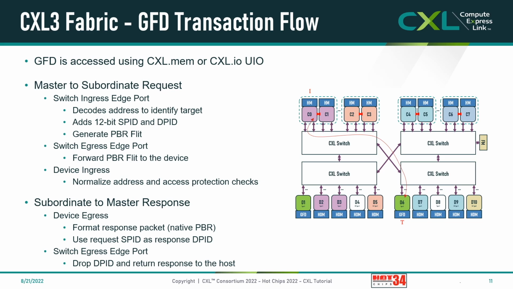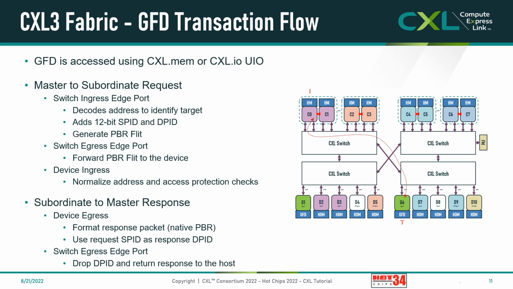The response path starts with the device generating a response FLIT in native port-based routing format. The port-based routing FLIT uses the request's source port ID as the response FLIT's destination port ID and the current device's port ID for the response FLIT's source port ID. The response FLIT is sent to the switch fabric port, and the destination port ID is used to index into the routing table to determine the path to route the FLIT to the switch fabric destination egress port.